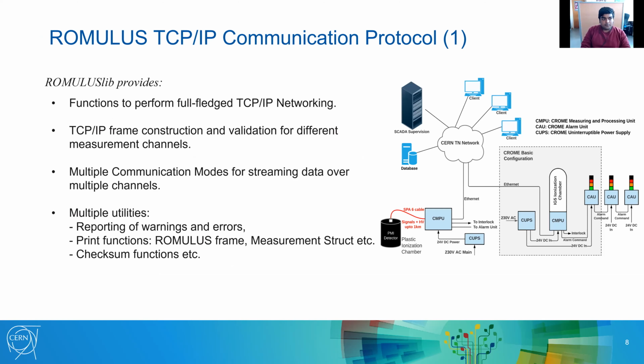There are four main functionalities of the Romulus library. The first one is performing the TCP/IP communication itself. The second is constructing the Romulus frame, the data packets, which I'll talk about in a second. And the third is that it offers multiple modes of communication for streaming data over different channels simultaneously for multiple devices.